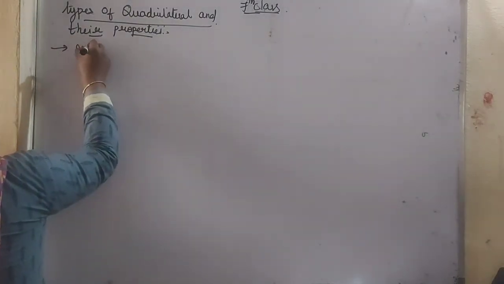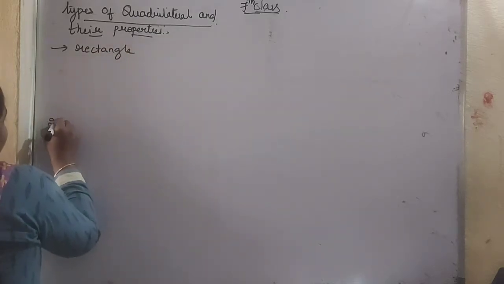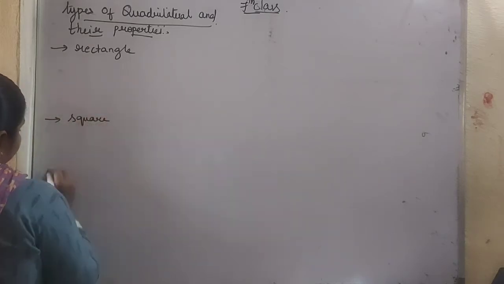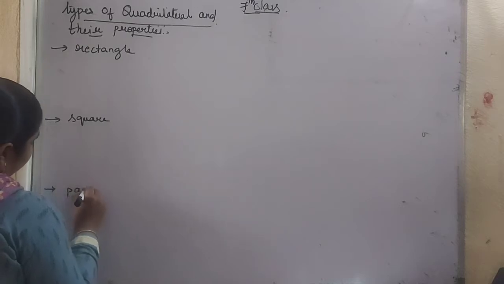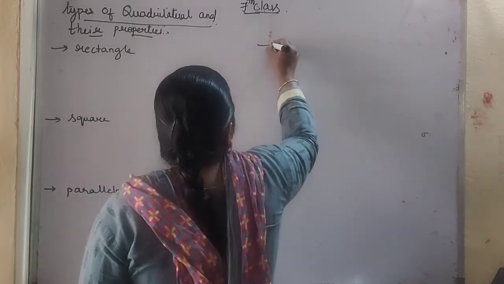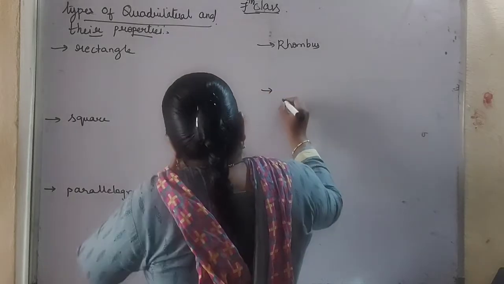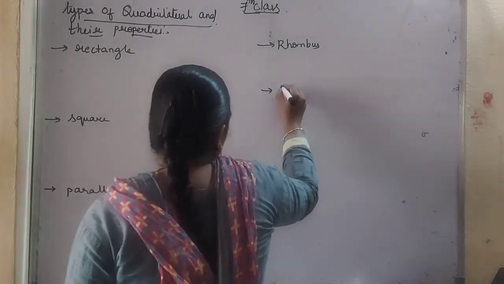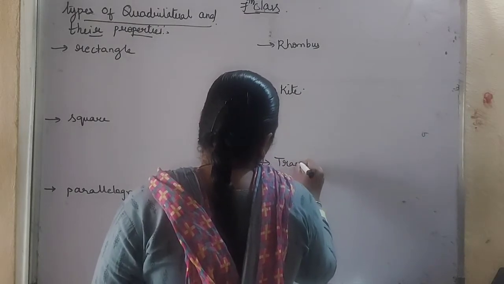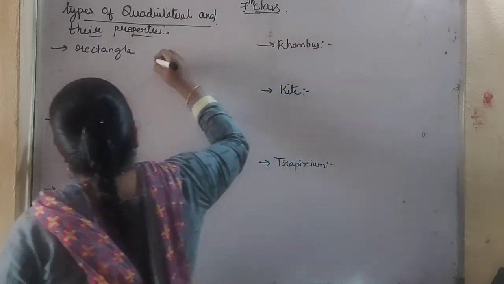First one is rectangle. Second one is square. Third is parallelogram. Fourth is rhombus. Fifth is kite, and the sixth one is trapezium. So these are the different types of quadrilaterals we are going to learn.